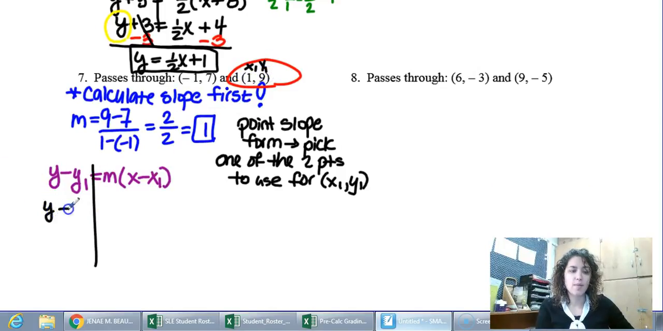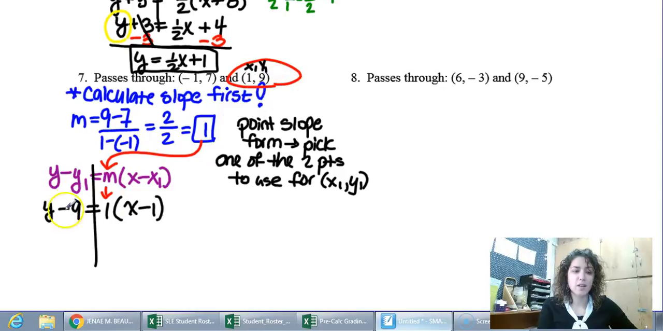So I've got y minus 9 equals 1 times x minus 1. So I plugged in the slope that I just calculated. That went in for m. That's where the 1 came from. And then I chose to use 1 comma 9. So y1 became 9, x1 became 1. And from here, we need to just solve for y. So press pause, and please, you finish solving for y, and then I will solve for y, and we'll see if we match. So press pause.